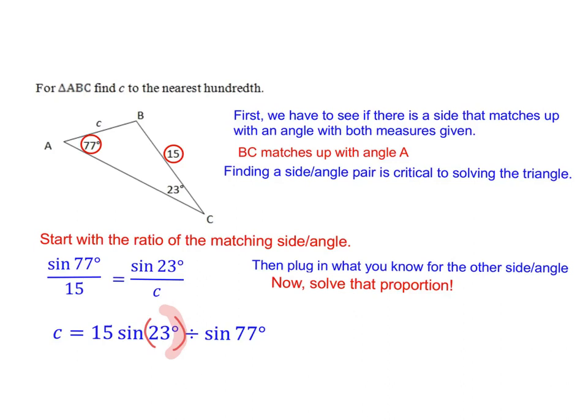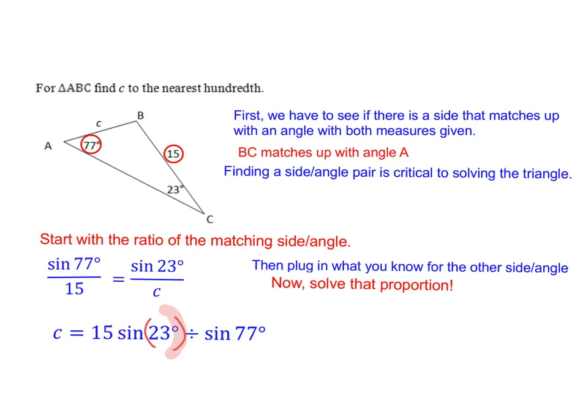So if you don't close it, what will happen is the calculator thinks you're doing this. And that will give you an entirely different answer and a wrong answer. So make sure that you close the parenthesis after the first degree, so that this whole thing on the back half doesn't slide under. If you want to write it 15 sine 23 over sine 77 and enter it in like a fraction, you can do that too.